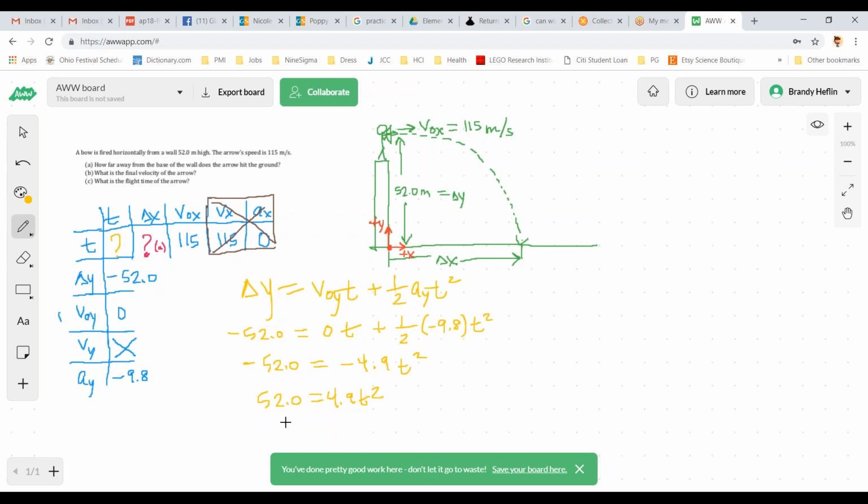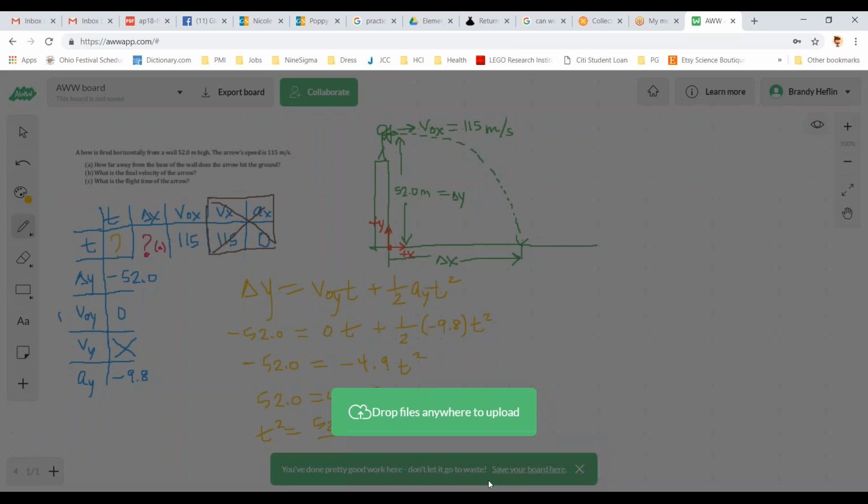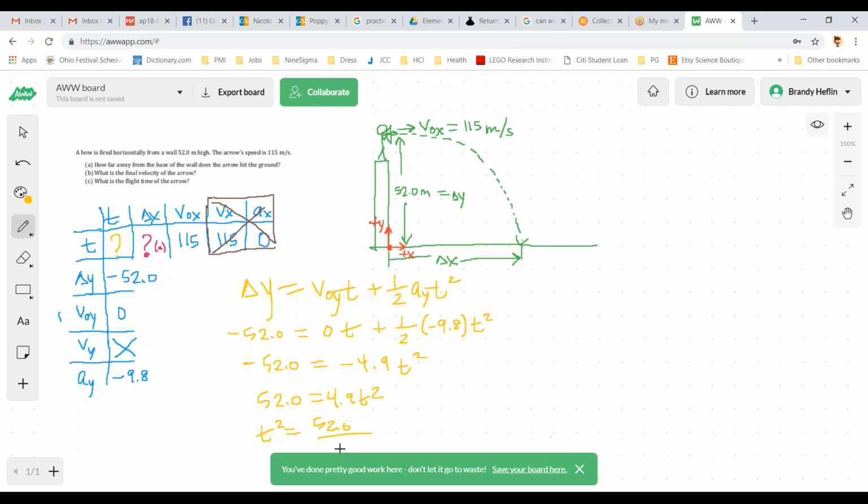I'm going to go ahead and rearrange. I like to keep, even though your algebra teachers might insist that since the t squared is on the right, it has to stay on the right. No, it doesn't. I'm going to go ahead and rewrite this as t squared equals 52.0 divided by 4.9. I was hoping to get rid of that green box there at the bottom because it's annoying, but it doesn't look like it's going to go anywhere.